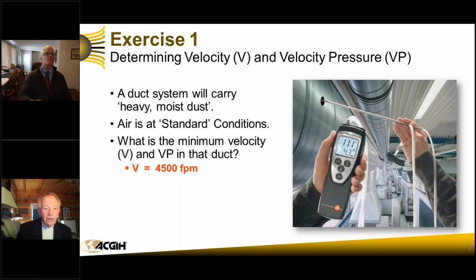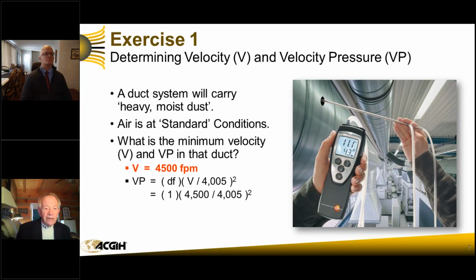And so we looked that up, and we figured out that that is the minimum design velocity for a heavy, moist dust. If you remember from the last slide, the velocity pressure is determined by taking the velocity divided by 4005, squared, times the density factor that we'll talk about later. That's how we determine the velocity pressure from the velocity, and this is something that we can measure using a pitot tube.